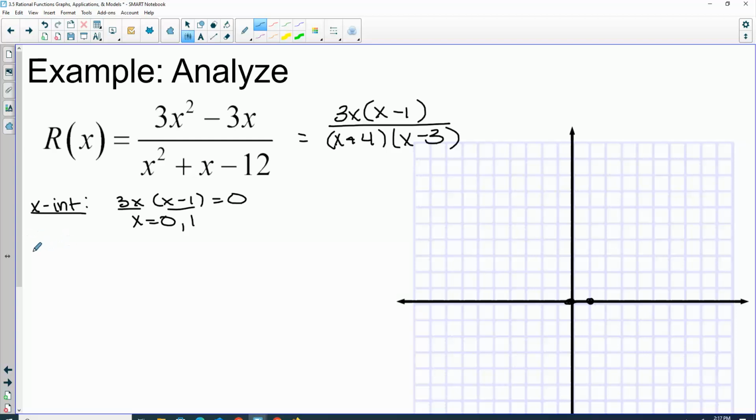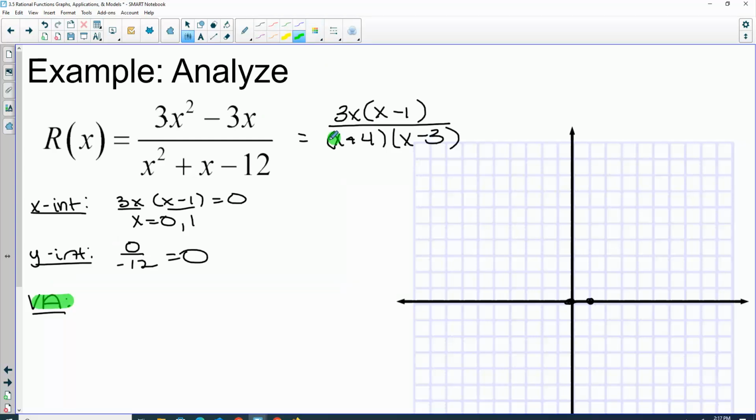How do we find the y-intercept? 0 in for all of the x's. If I do that, does it matter if I use the original or the factored one? Nope, same answer. So on the original, if I put it in, I get 0 over negative 12, which is just 0. How do we find vertical asymptotes?